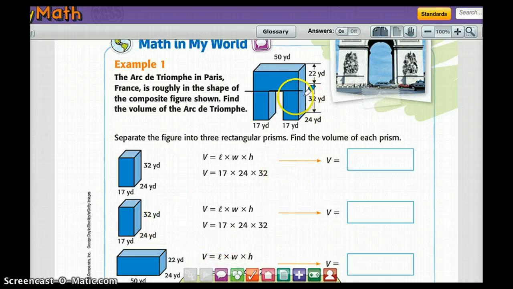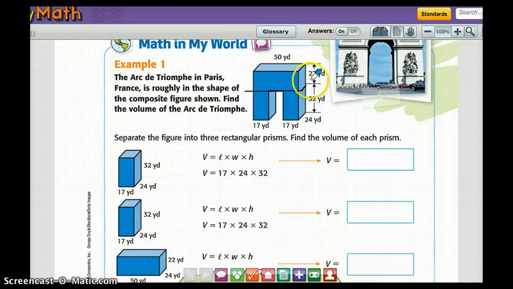So same thing with the other side of this rectangular prism. It would be split like that. So this one is going to have the same height, length, and width because they are equal rectangular prisms. And then we can just multiply that as we usually do. Then we'll have the top figure, which would have 50 yards being its length, 22 being its height.